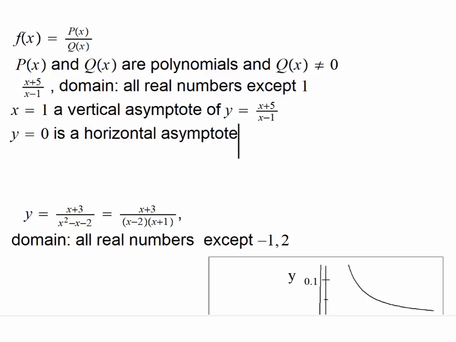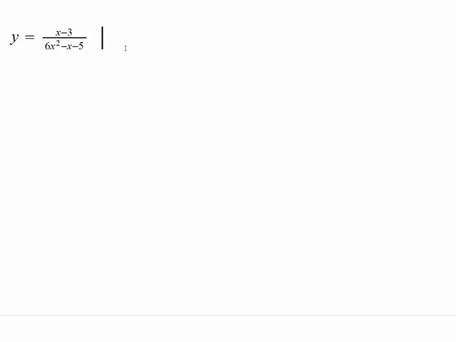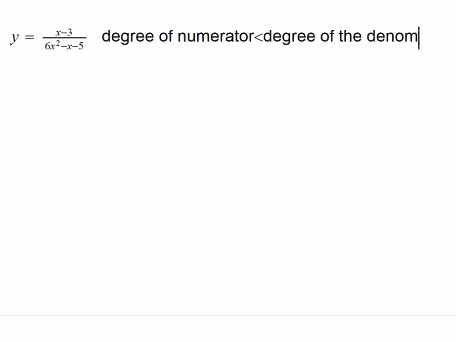So let me clean the slate and start with a newer example. Now let's look at this function, and all we want to discuss is the equations of horizontal asymptote or asymptotes. In this case, you can see that the numerator is a polynomial of degree 1 and the denominator is a polynomial of degree 2. So what you find is that the degree of the numerator is less than the degree of the denominator. All right, so what happens in this case then?